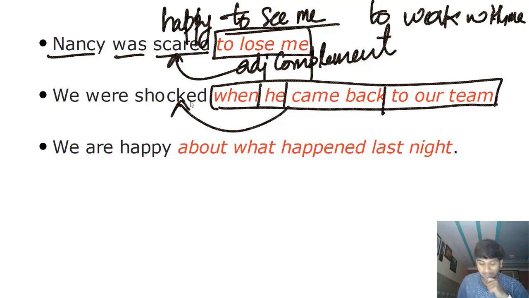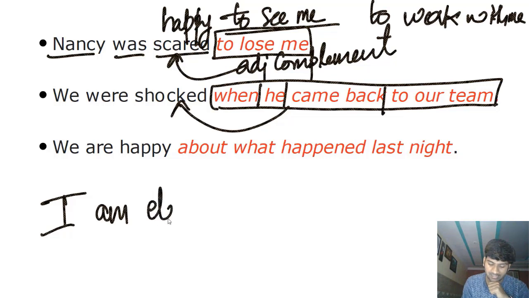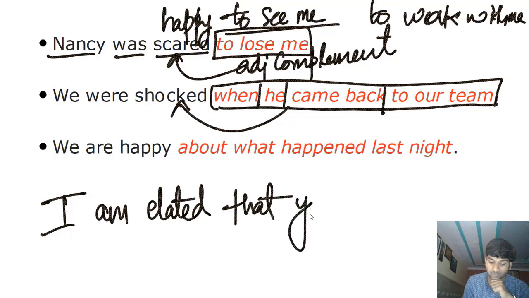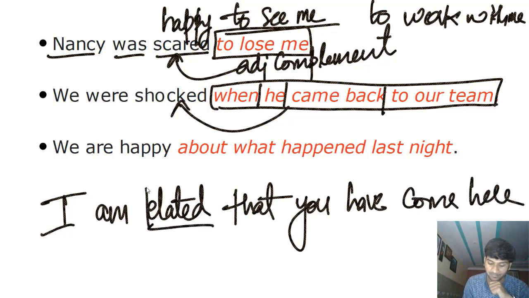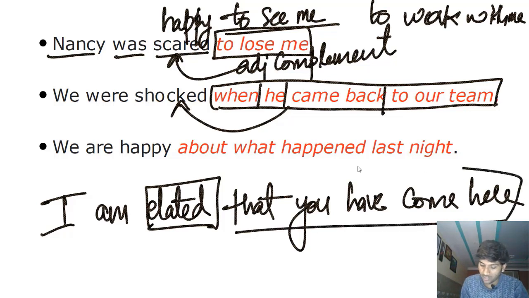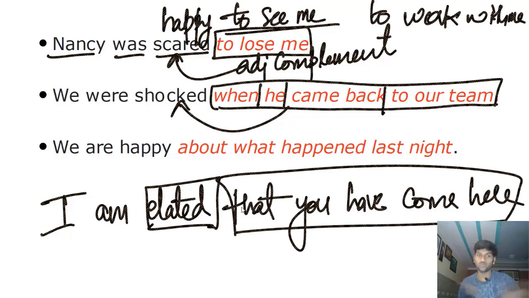I'll give you one more example. I am elated. That means very happy. I am elated. Why? That you have come here. I am elated that you've come here. So I am very happy, elated. Why? What is the reason of this adjective? What is the reason of this state, me being in the state? Because you have come here, that you have come here. This is why I'm elated, very happy, right?